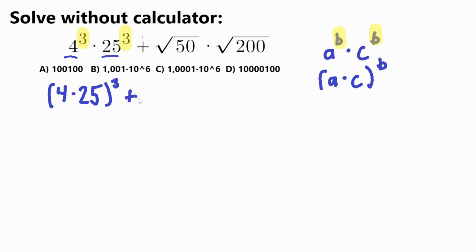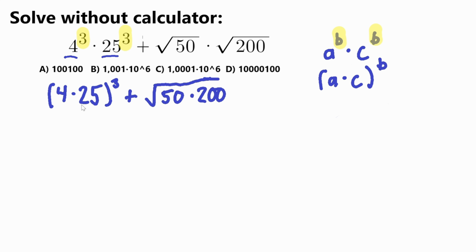So now let's look at the square root of 50 times square root of 200. So this is actually going to use basically the same rule as these two terms, because remember, square root can also mean to the power of 1/2, right? So if these two basically have the same power, that means that we can use the same rule as we used here. So we can put all of this under the square root and write 50 times 200. So that is equal to the same thing. Alright, so now let's simplify this.